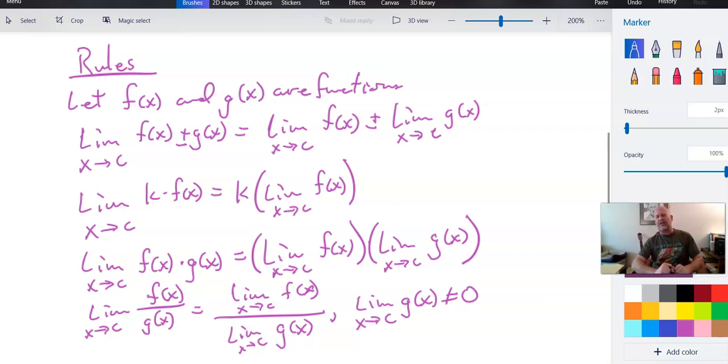Now, there's a sheet that I attached in the module that has all these rules on it. So you are free to use that. That's a reference sheet for you guys.